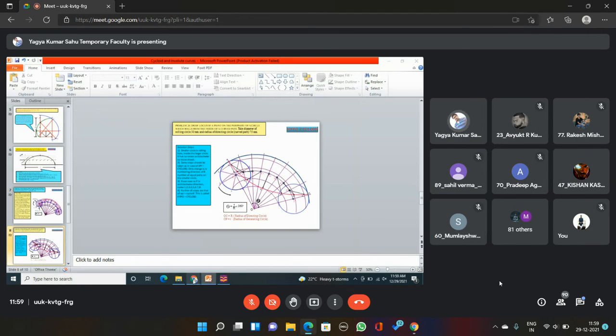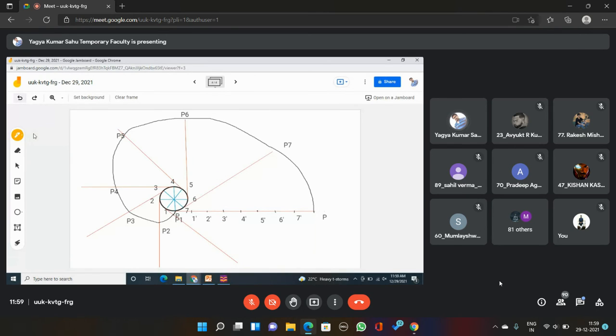Okay. Now how to draw tangent and normal on any point? How to draw tangent and normal? Say we want tangent and normal at this particular point, and we want tangent and normal in this particular point N. Okay.